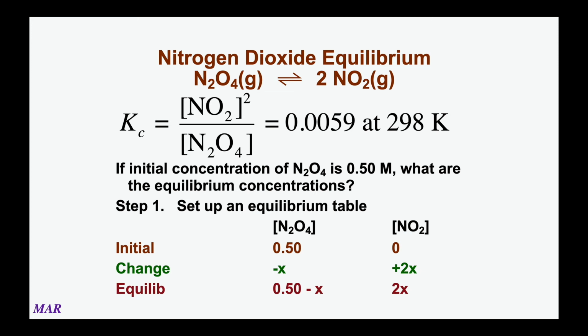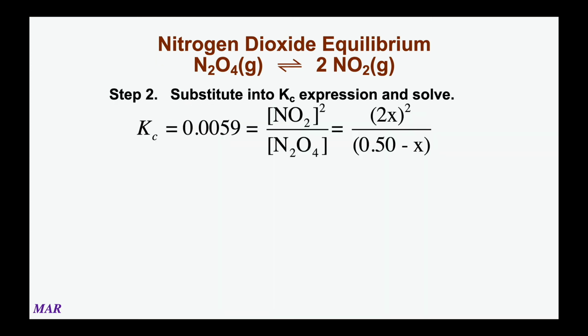So we can now set the equilibrium concentrations equal to the equilibrium constant. The equilibrium constant is 0.0059. NO2 squared would be 2X. That's the equilibrium NO2, and you square it. You do it twice. And then for N2O4, 0.50 minus X. So again, we have one equation and one unknown, X. 0.0059 equals (2X) squared divided by 0.50 minus X.